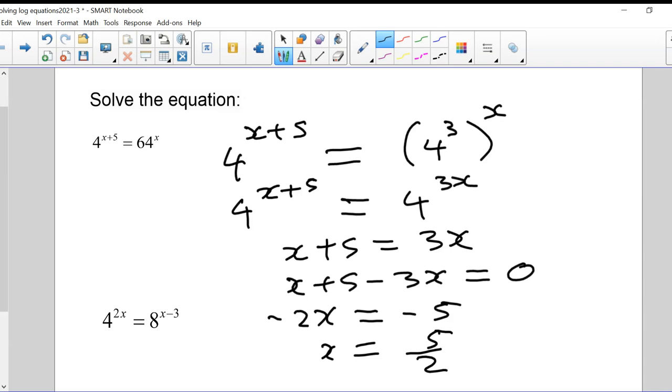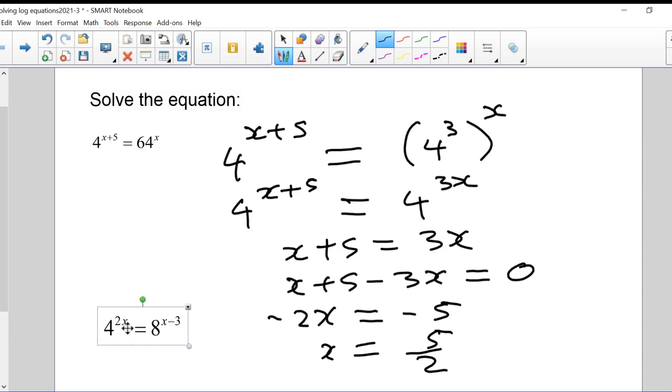Now, we don't generally have to check. There can never be an extraneous number for these, right? No, because you're not trying to find the log of anything. You're just raising to a power, and therefore, generally speaking, there shouldn't be extraneous answers for questions like these. All right, so x is equal to 5 over 2 would be the correct solution for that one.